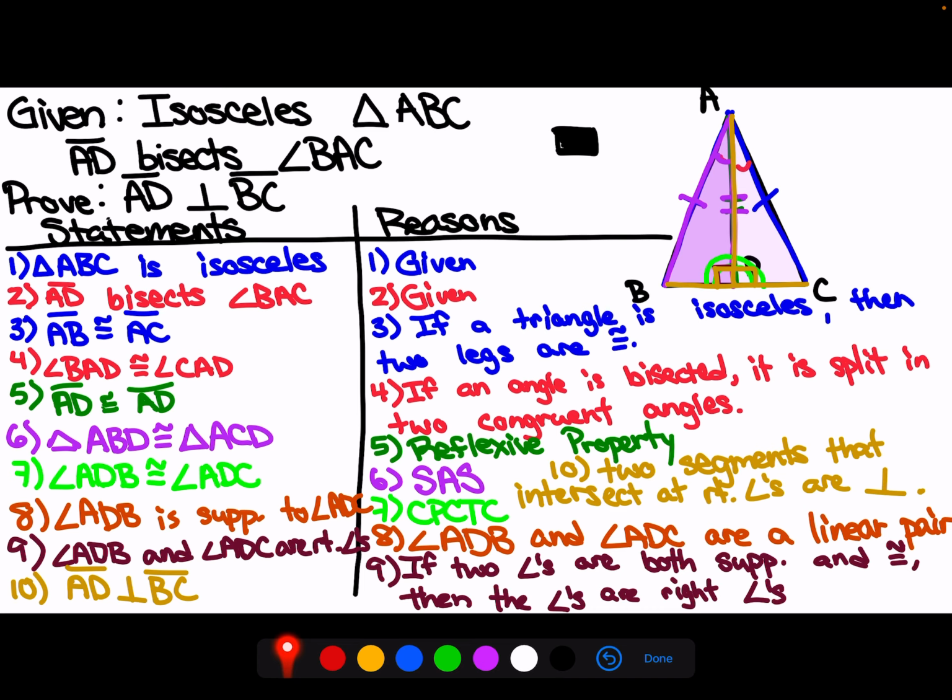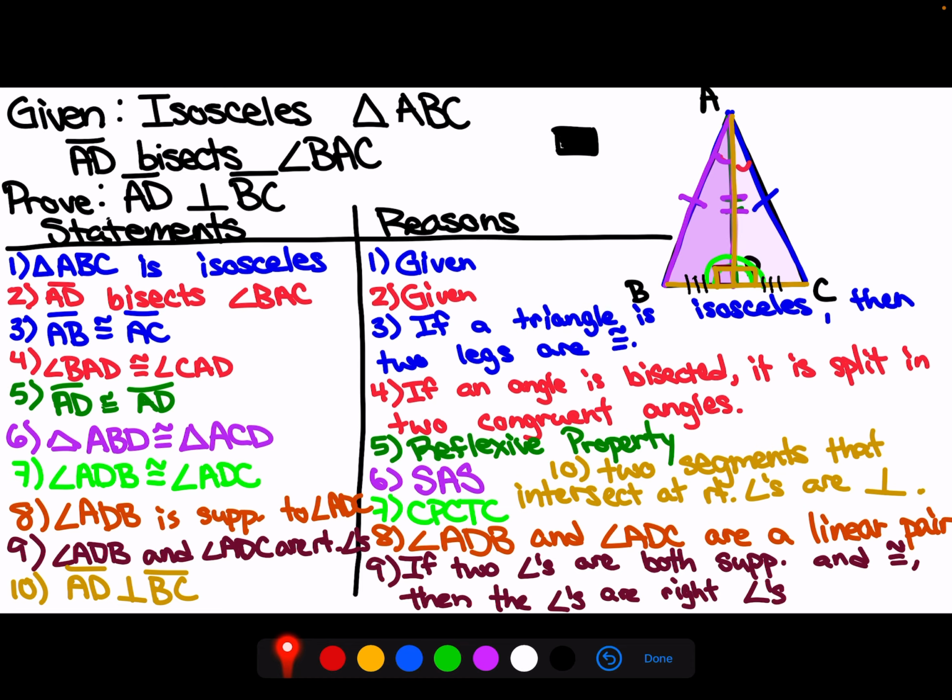Now, again, AD is an altitude because it intersects at 90 degrees. Further, these two triangles are congruent, meaning that BD and DC are congruent to each other by CPCTC. So since these two segments are congruent, that also means that D is a midpoint, which would make segment AD a median as well. Further, it's intersecting at 90 degrees, it's bisecting the segment, therefore it's also a perpendicular bisector.